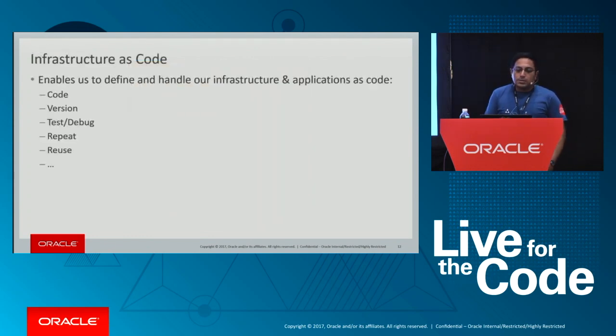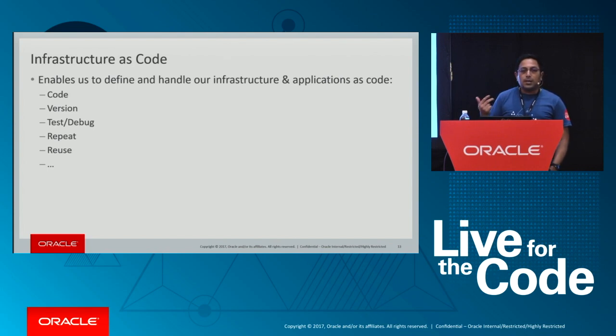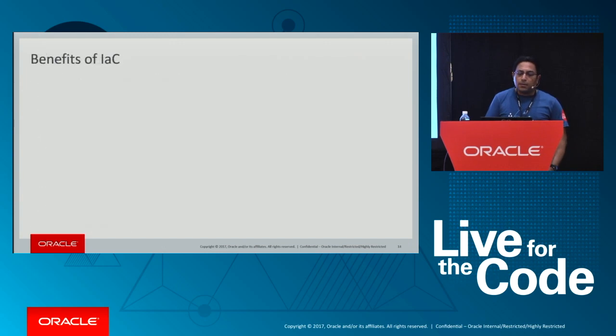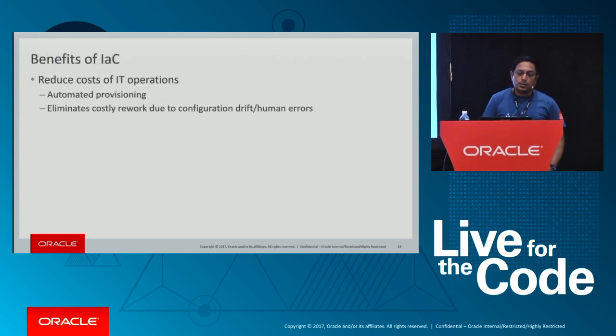All right, so what infrastructure as code really is, is that it enables us to define and handle our infrastructure and application just as you handle code. So you can code it, you can version it, you can test and debug it, repeat and reuse. So this is what you do with infrastructure as code. And because you're handling your infrastructure as code, you can do code reviews with it, you can do automated testing, and you can include it as part of your deployment workflow, right?